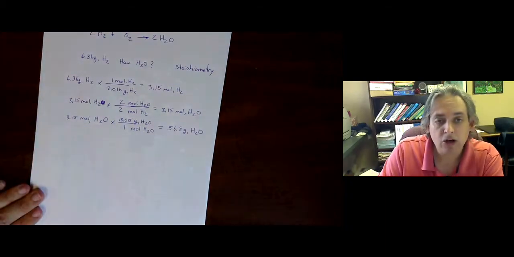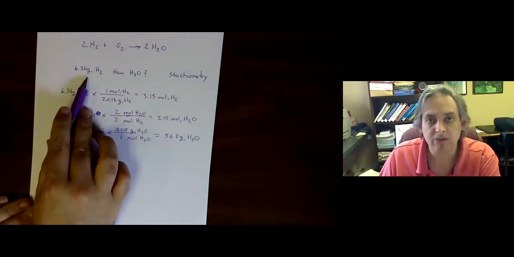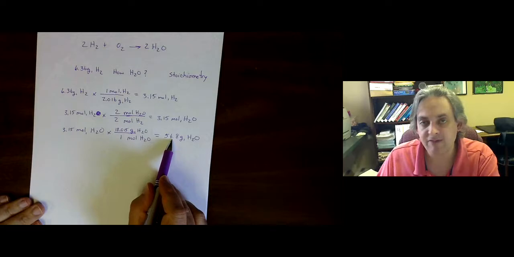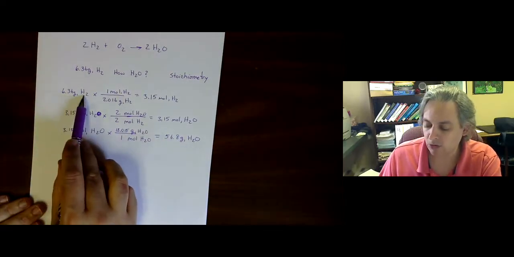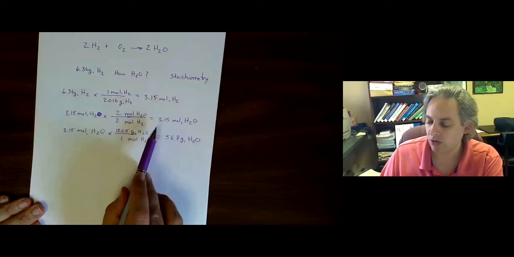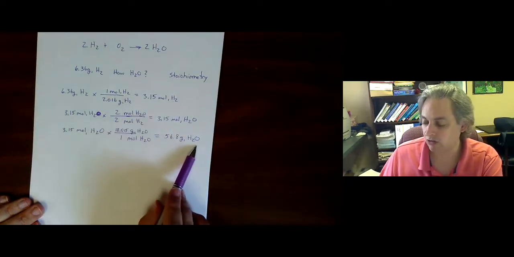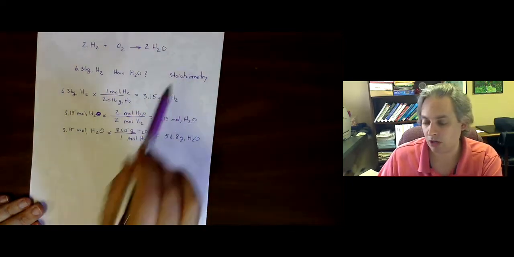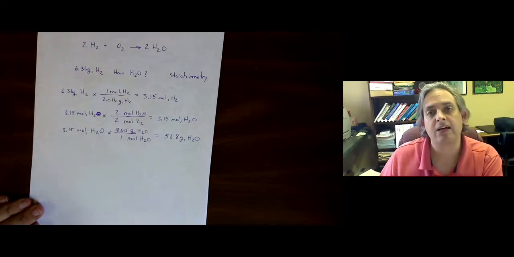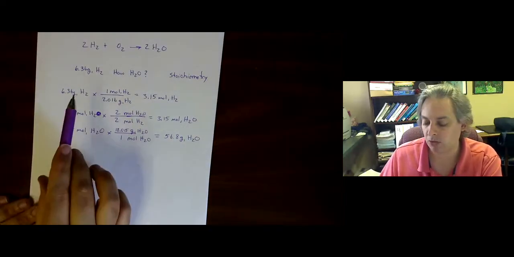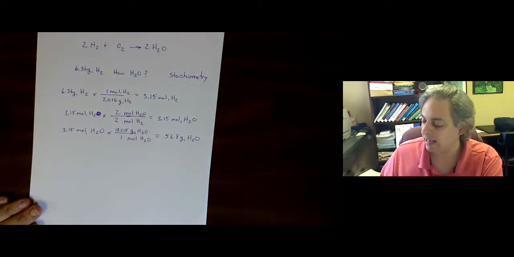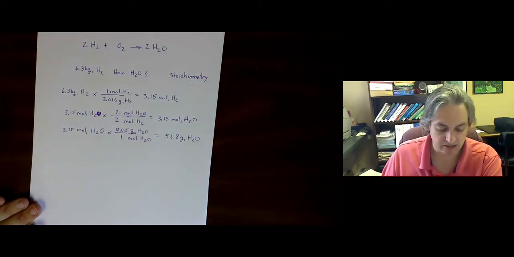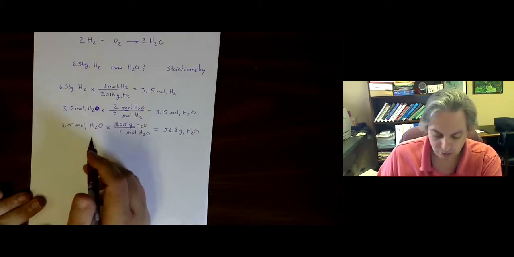So if we start off with 6.36 grams of hydrogen, we're going to get 56.8 grams of water. This technique of going from grams to moles of a different substance to grams of that different substance is what we call stoichiometry. And that's how we do these types of problems. Always go from grams to moles to moles to grams, and you won't have any issues with this. Alright, let's do one more problem.